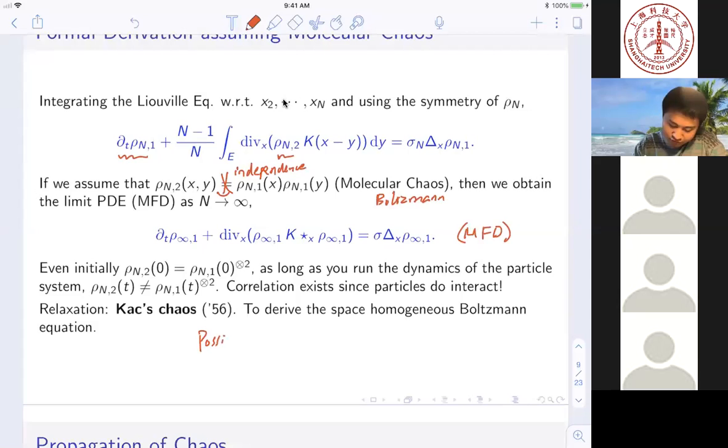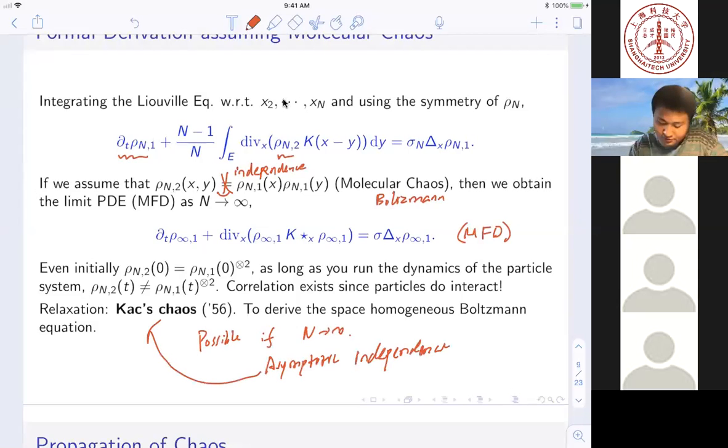It is only possibly true if you send n to infinity. This is called asymptotic independence, which is exactly the Kac scaling. We use this notion: if you have asymptotic independence, we will have the mean field dynamics. So we can derive the mean field dynamics if we have this Kac scaling.